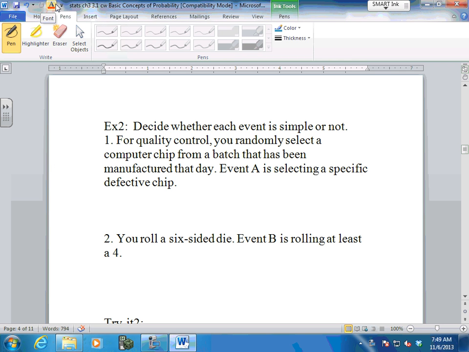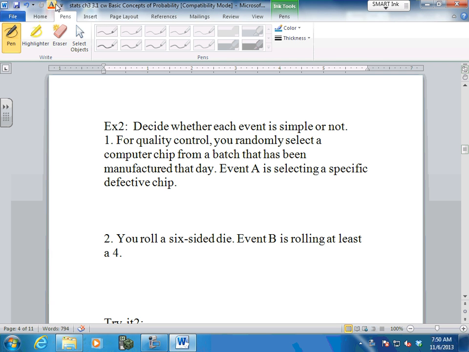Simple event or not? In a simple event, you expect only one outcome. Rolling a die, getting a 4. Rolling a die, getting a 6. They're simple events, one outcome. Rolling a die, getting an even number, you can get 2, 4, or 6, is not a simple event. So a simple event says you expect one outcome.